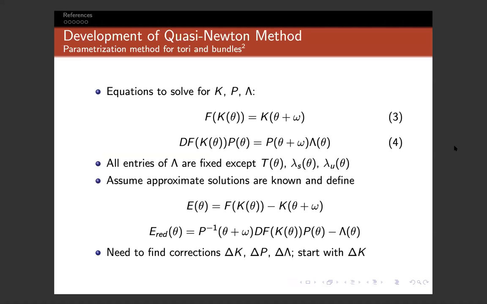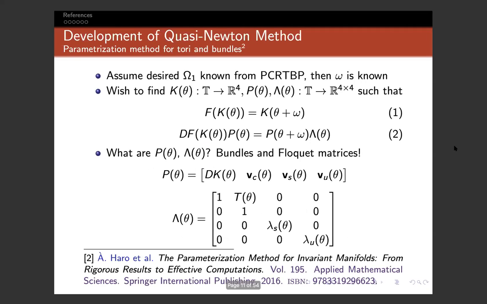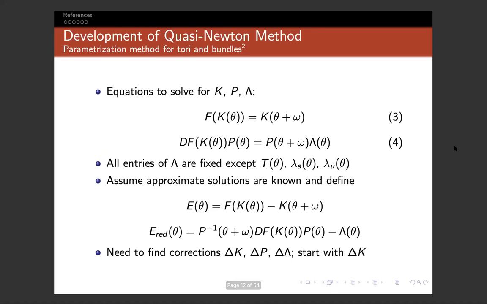So now, of course, as shown here, the entries of lambda are all fixed except for the third and fourth diagonal entries and the row 1 column 2 entry. So now we assume that we know an approximate solution of this, and this is true when you're doing, for example, numerical continuation from the planar circuit problem. And we define the errors.